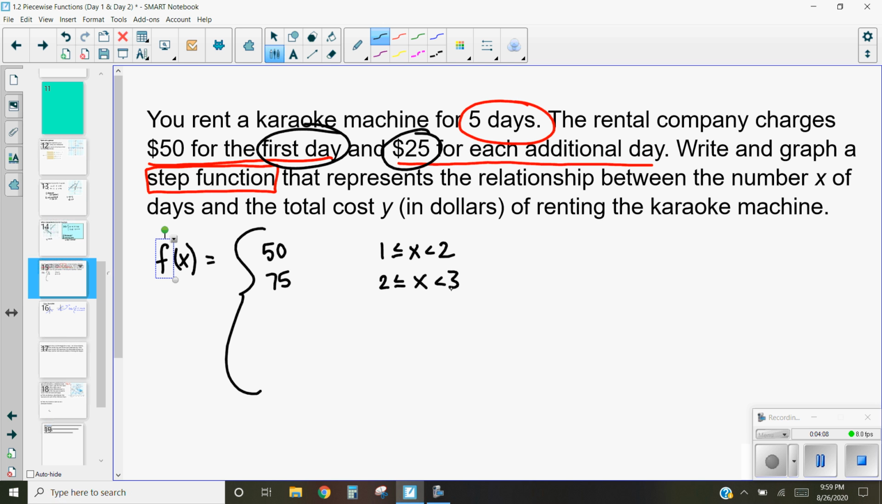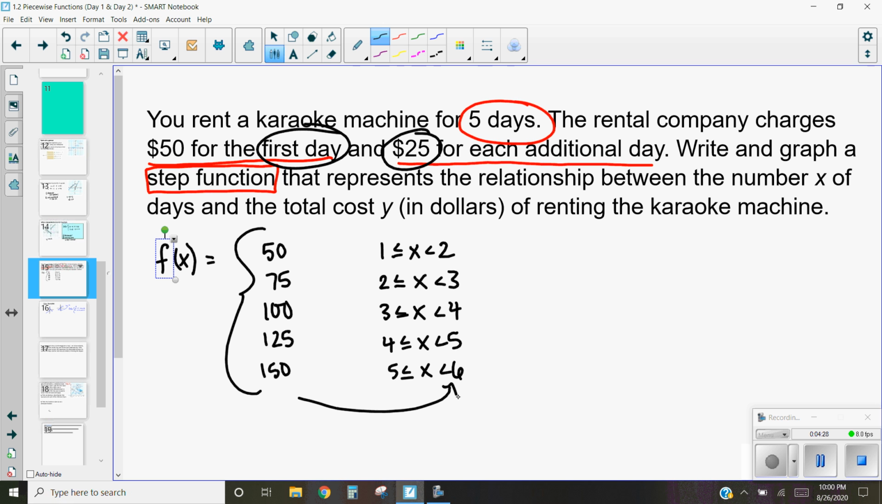And then day 3 comes around, and we are looking at $100 total. Day 4 comes around, we're looking at 125. And then day 5 comes around, and we're looking at 150. Now notice this goes all the way up to day 6, but it doesn't include it. Because remember, we have it for the full day 5, but we don't have it for day 6.